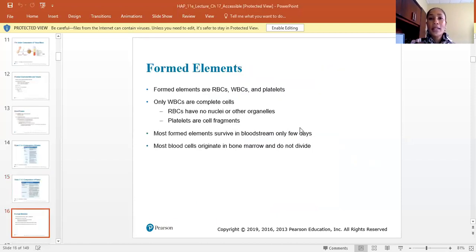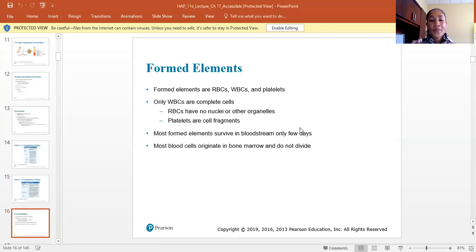Okay, in terms of the formed elements that we find in blood, like we said before, we have red blood cells, white blood cells, and platelets. Only white blood cells are complete cells. Remember, red blood cells don't have a nucleus. They don't really have any organelles, hardly, compared to what we normally find in a fully functioning cell. Platelets are actually just parts of a larger cell that are broken off. And so the only fully functioning cell that we find in terms of the formed elements are going to be white blood cells.